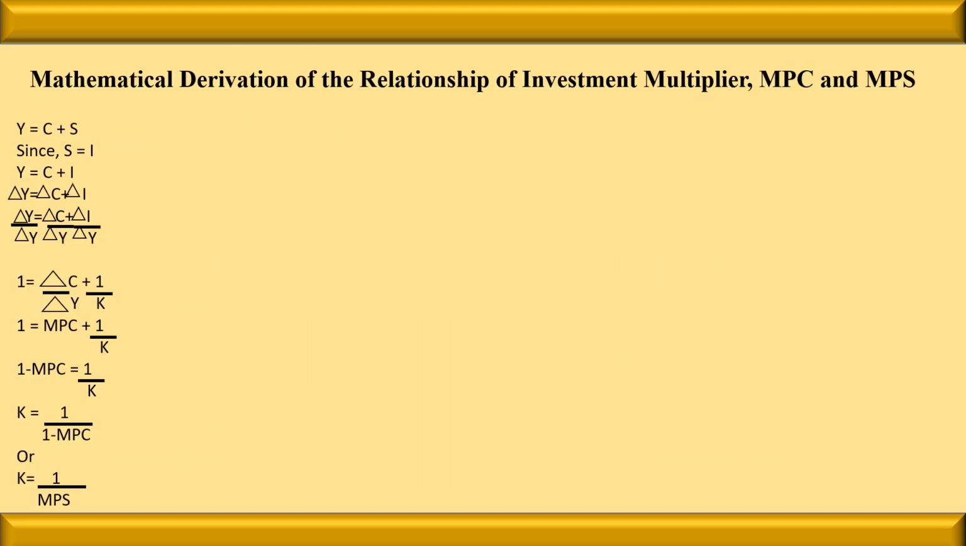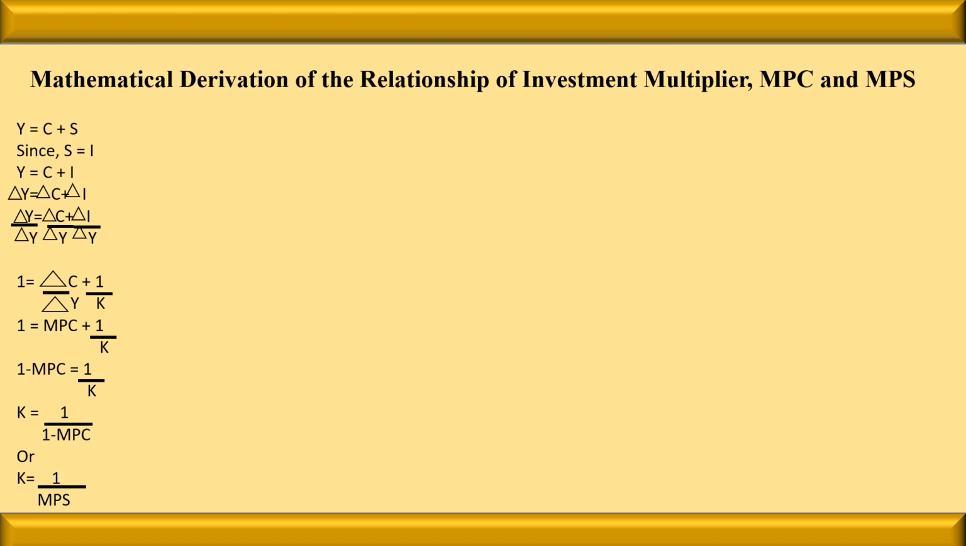Now let us see the mathematical derivation of investment multiplier. Let us see how the investment multiplier is related to MPS and MPC. We know that income is equal to C plus S. Income means Y. It is equal to C plus S, consumption plus saving. We know that saving and investment both are equal, because in the previous video we discussed that at the equilibrium level of income and employment, saving is always equal to investment. So at the equilibrium level of income, saving and investment both are equal.